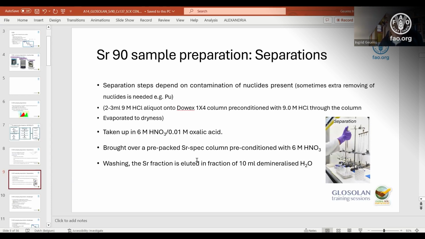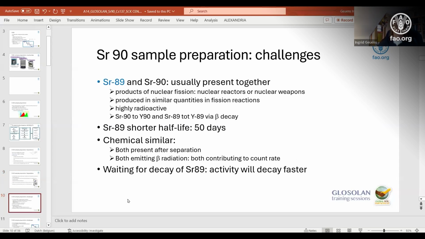After that's done, we do a washing step. The strontium fraction is then eluted in a fraction of 10 milliliters of demineralized water. So don't worry, we will bring an SOP to make clear what the different steps are to do the separation, because that's, of course, the most important step in between.